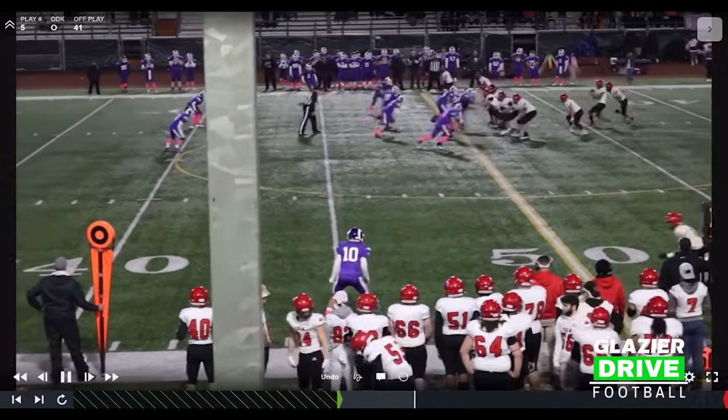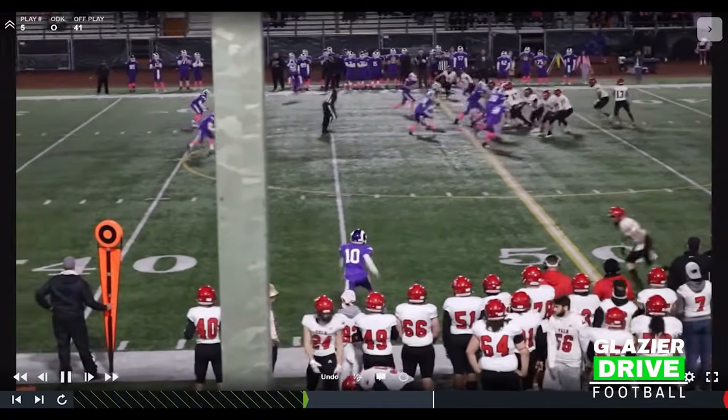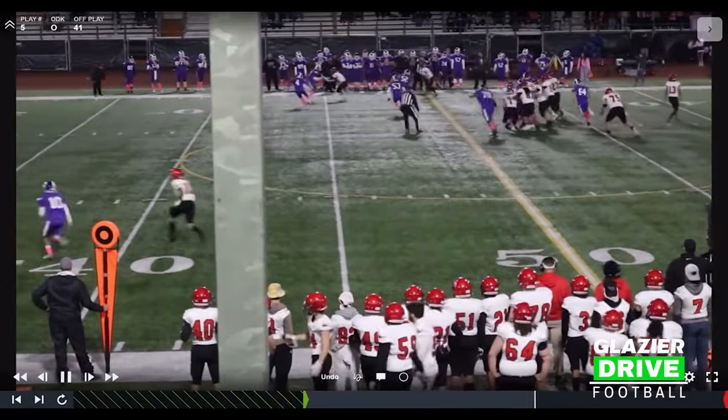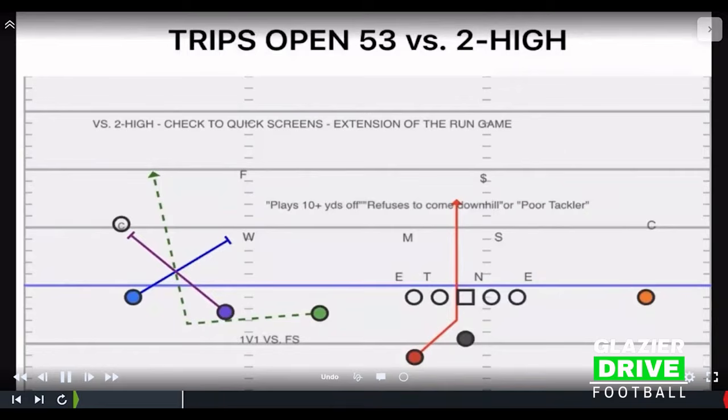Okay, 2 high safety. We're even in a 20 personnel group package. They're still in a 2 high safety. So we're going to throw the ball out, have an extension of the run play, the run game.